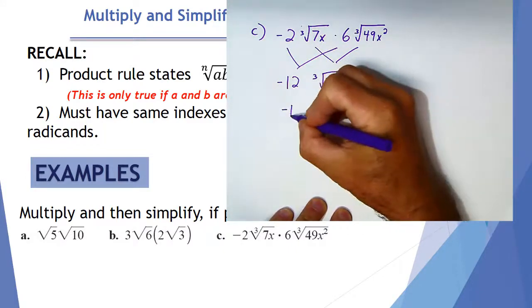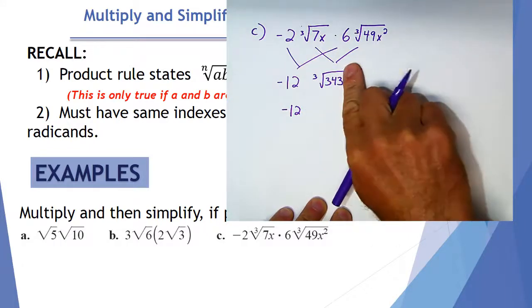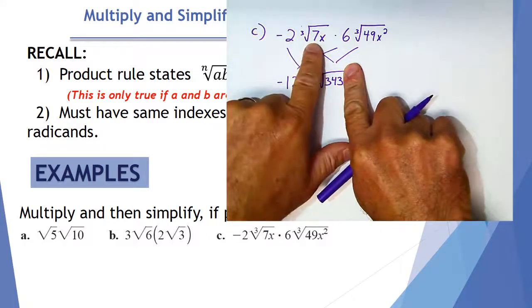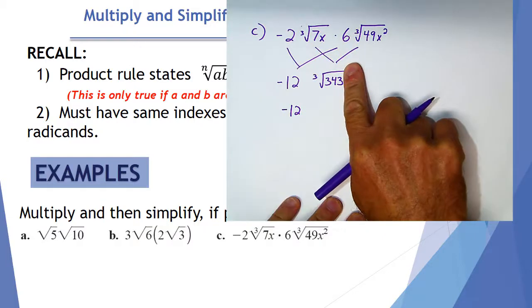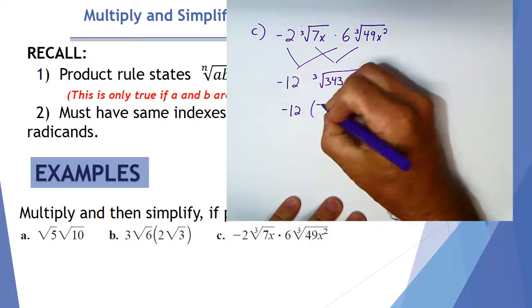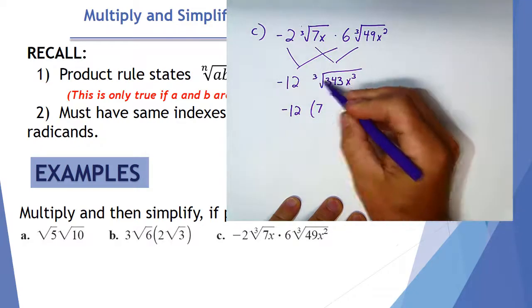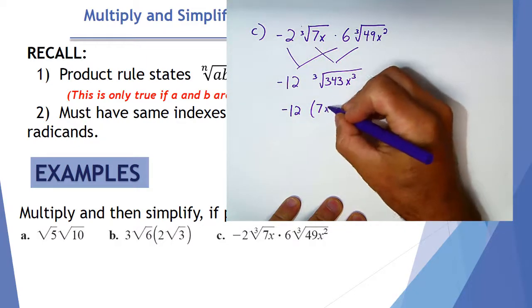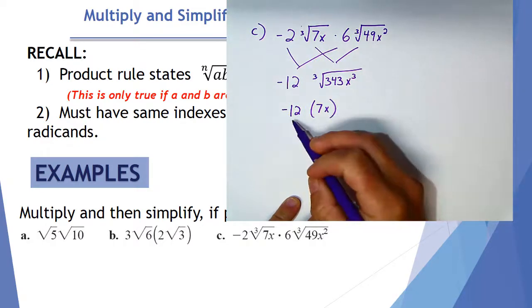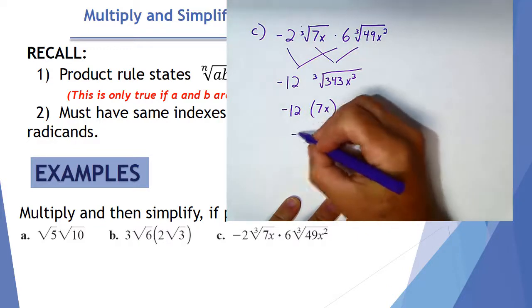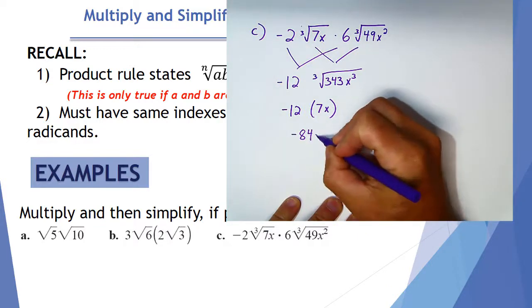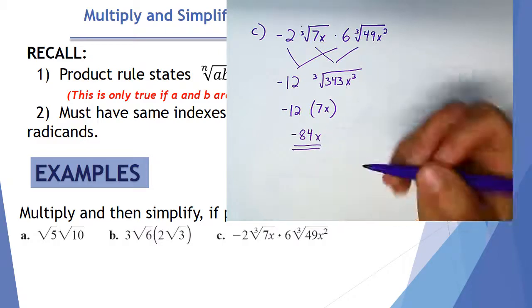So we have negative 12 times, now the cube root of 343, we said that that was 7 times 7 times 7. So the cube root of 343 is 7. And of course, the cube root of x cubed is x. And so negative 12 times 7x, that's going to be negative 84x, and we have that completely simplified.